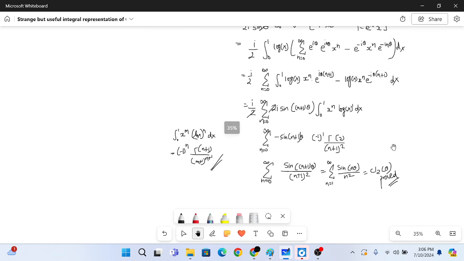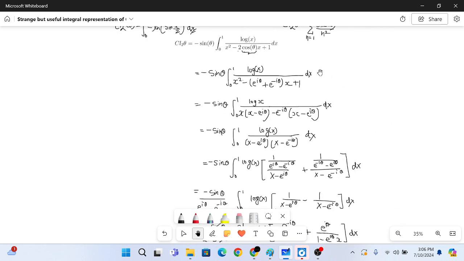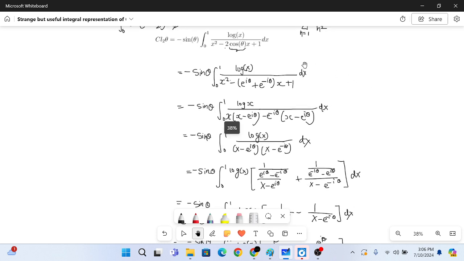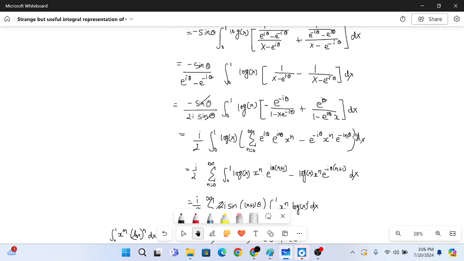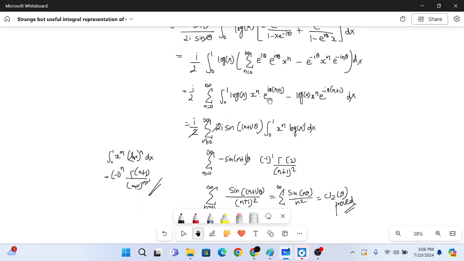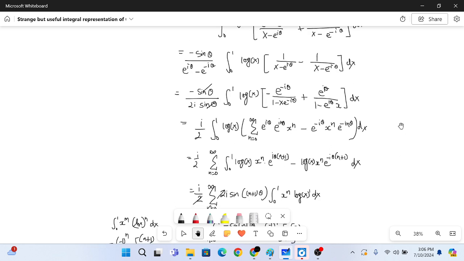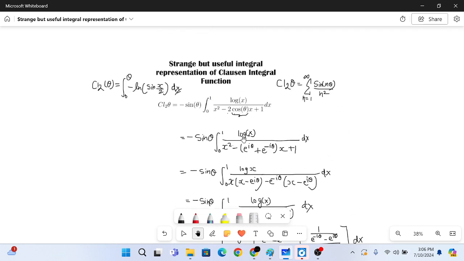So we have really proved that this is also the integral representation for Cl2 of θ. First of all, we broke this down using the Euler formula, did partial fractions, used geometric series, used the gamma function, and got the answer. So this was it, and this will be helpful in the upcoming videos to find some special values of the Clausen integral function, like Cl2 for 2π by 3 or π by 3, or other values which aren't really obvious using the series.